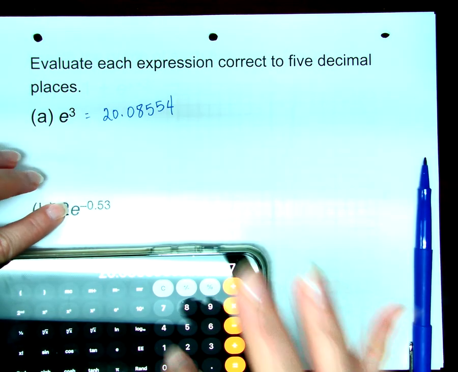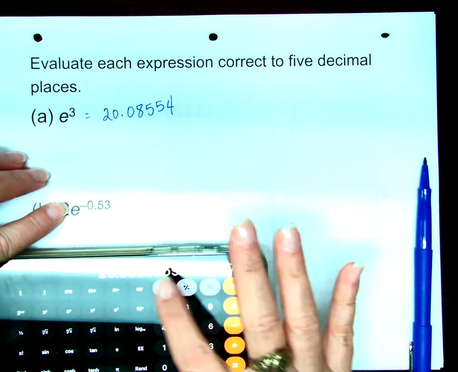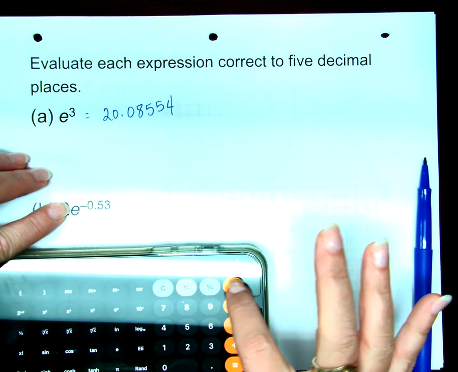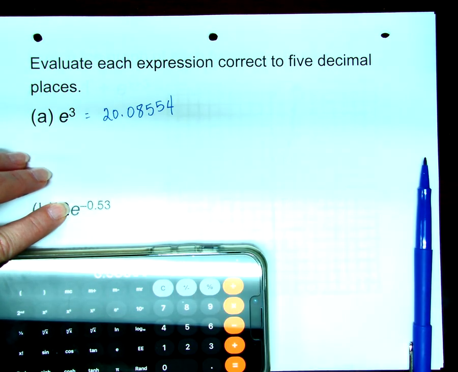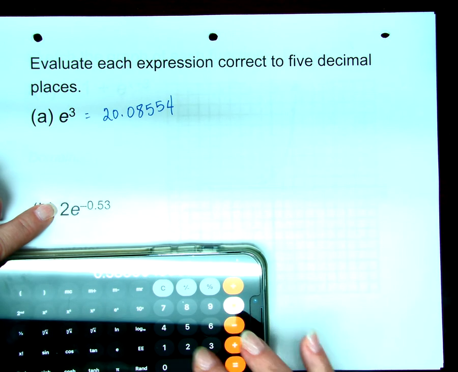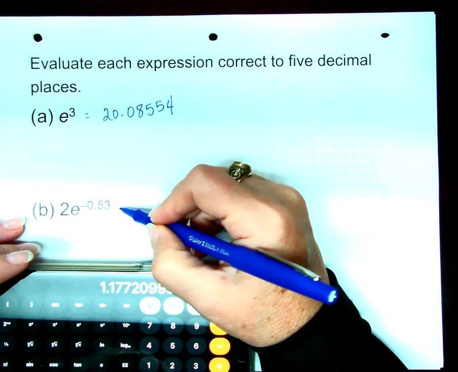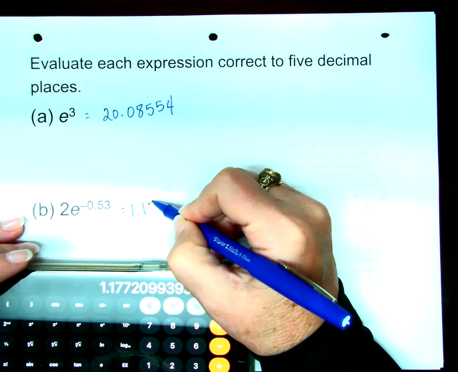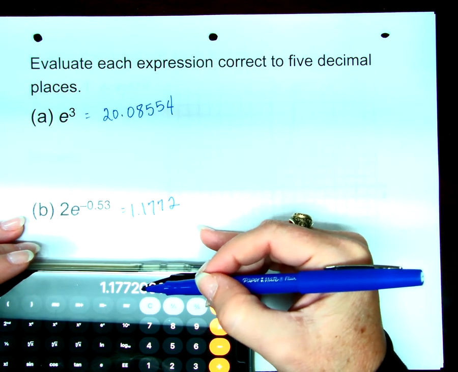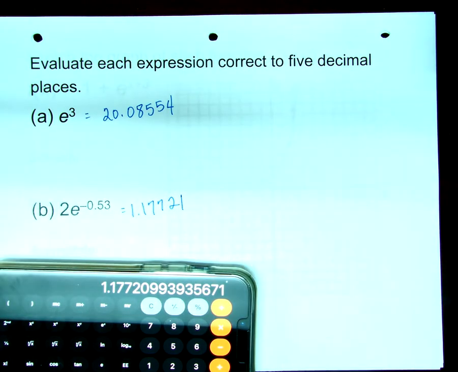On your calculator, obviously you would press e and then the raise button and then negative 0.53. Since I'm using my phone, I'm going to have to enter 0.53 and then negative, as the exponent of e. But I also have the 2 times that, so I need to multiply it by 2. Since I'm still rounding to 5 decimal places, it's 1.1772, 1, 2, 3, 4, 5. I need to look at the next digit, a 9, so that will bring that last digit up to a 1.